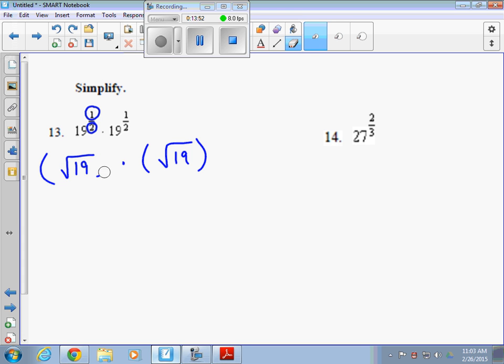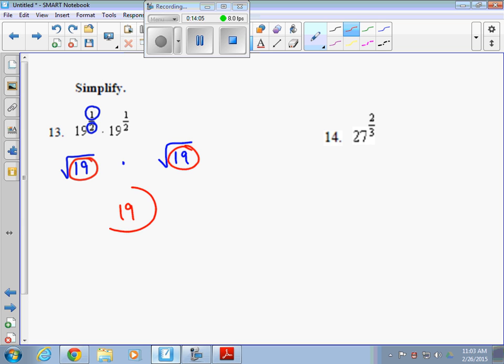So what we have is the square root of 19 times the square root of 19. And anytime you multiply the same radical by itself like that, all you do is take the radicand from underneath it, and that's what it's going to wind up being, 19.